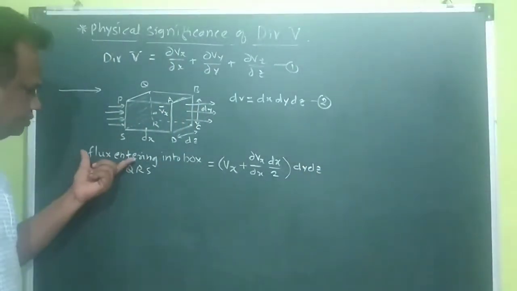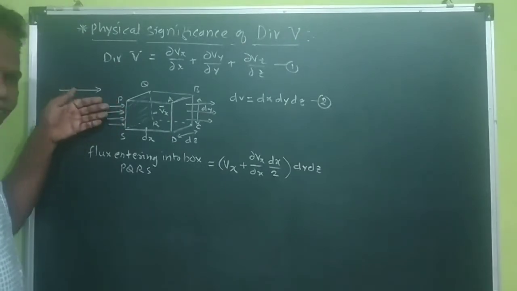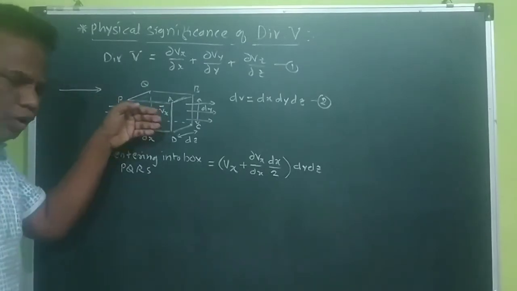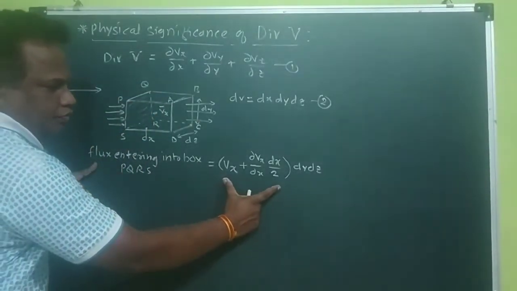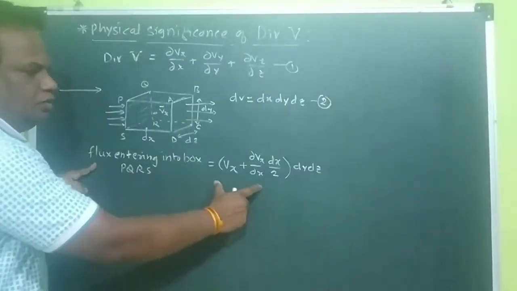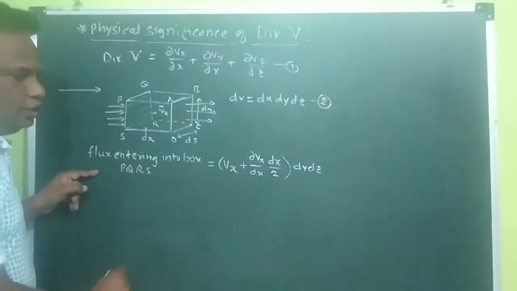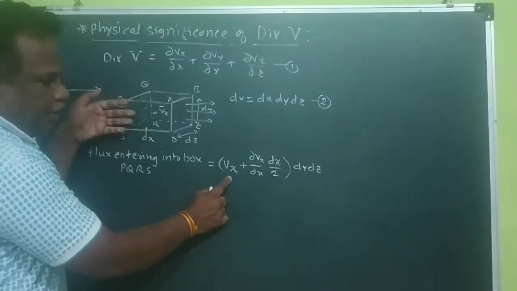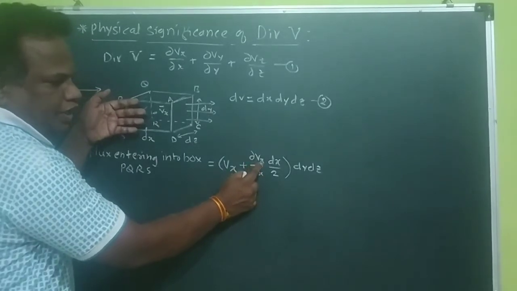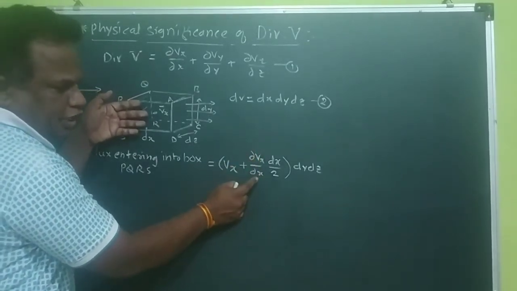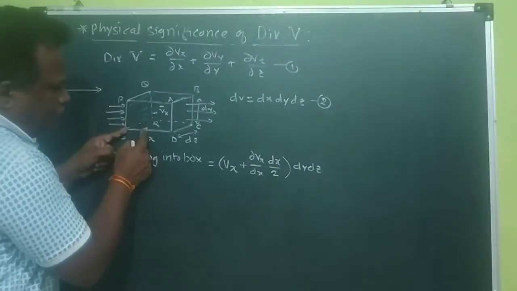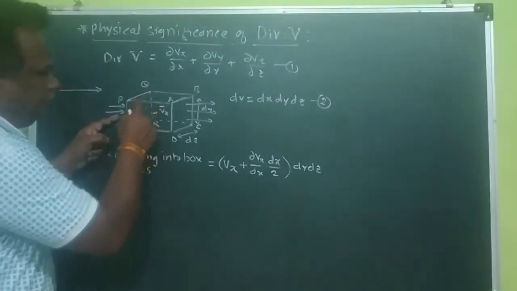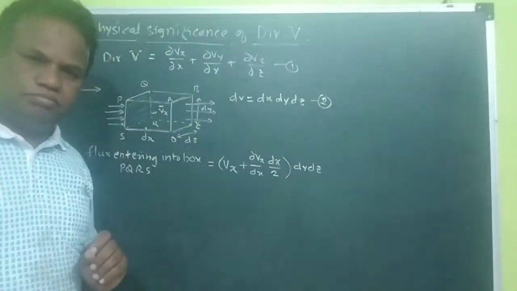What is flux? The number of lines of force of this vector field entering through this surface area into the box is nothing but the addition of flux, addition of the magnetic field or electric field. At the center the value is Vx, and in this direction it is varying. Vx is varying with respect to the x direction, at length dx divided by 2, and the total surface area is dy into dz.